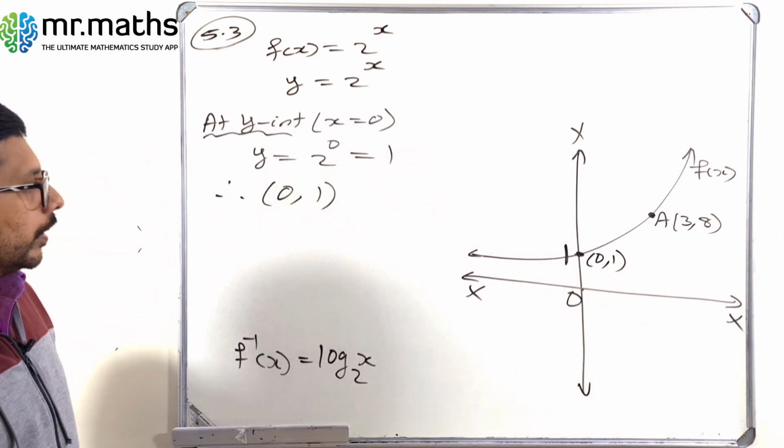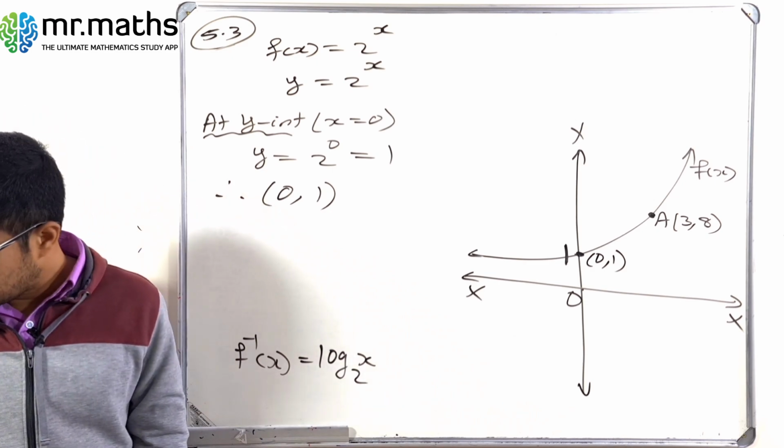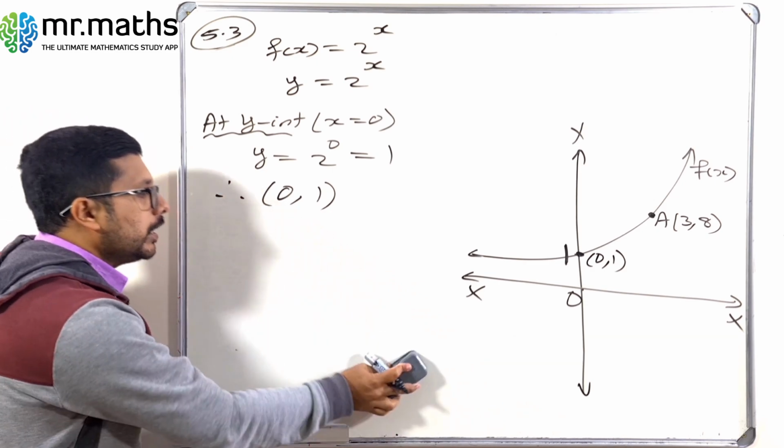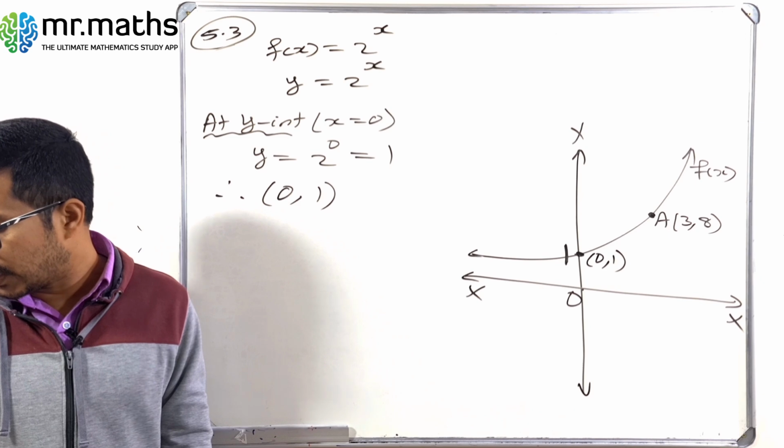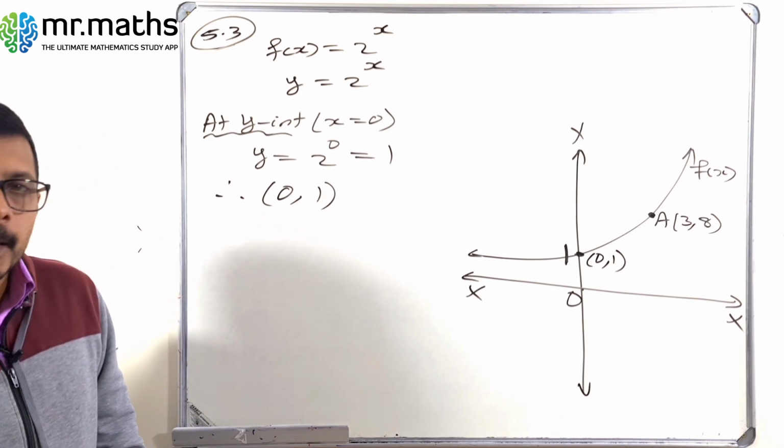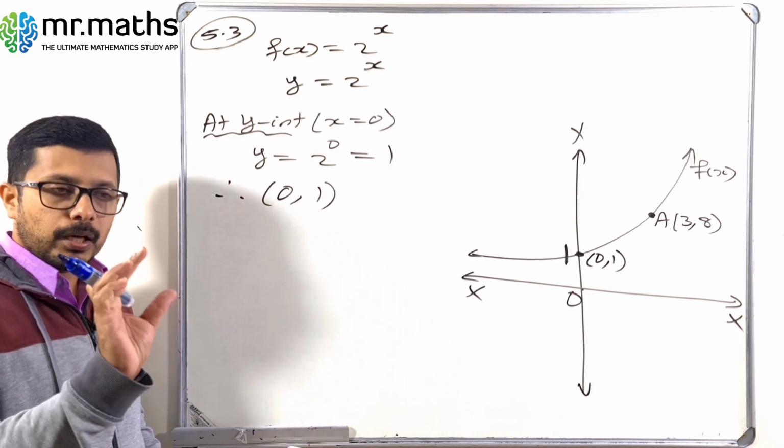Okay, (0, 1). Now what is this question? 5.3. 5.3 is to draw the f inverse graph. So now it's very easy. f inverse means, how to find f inverse?